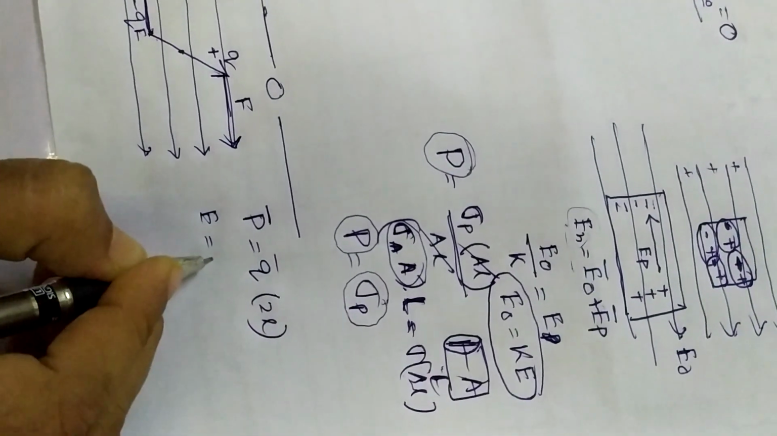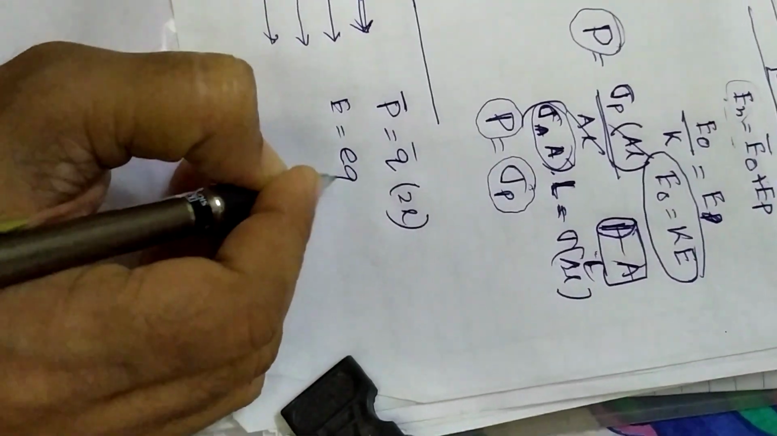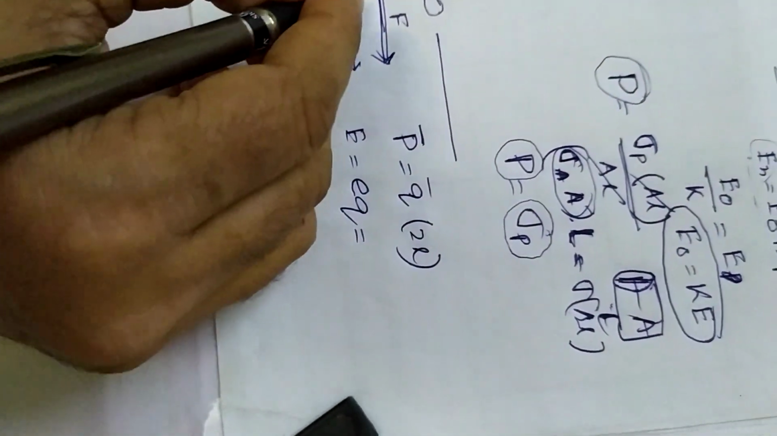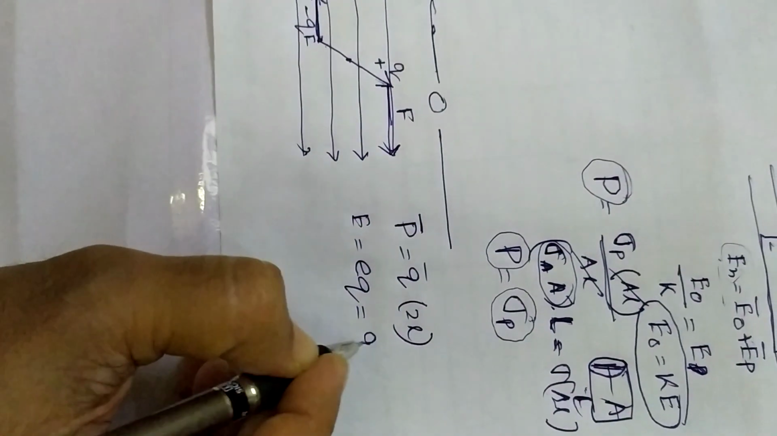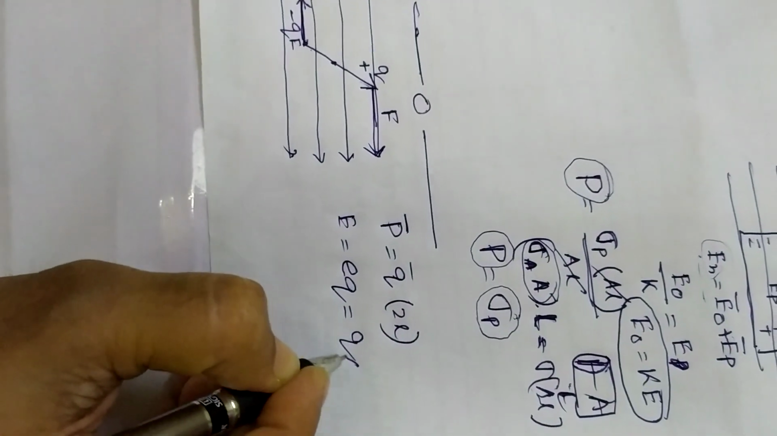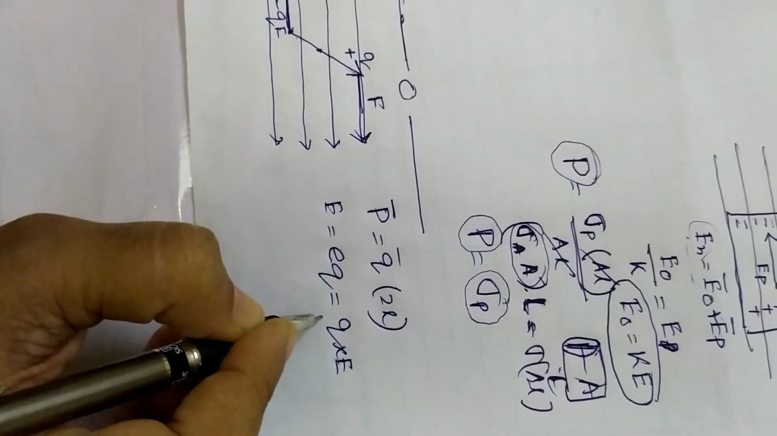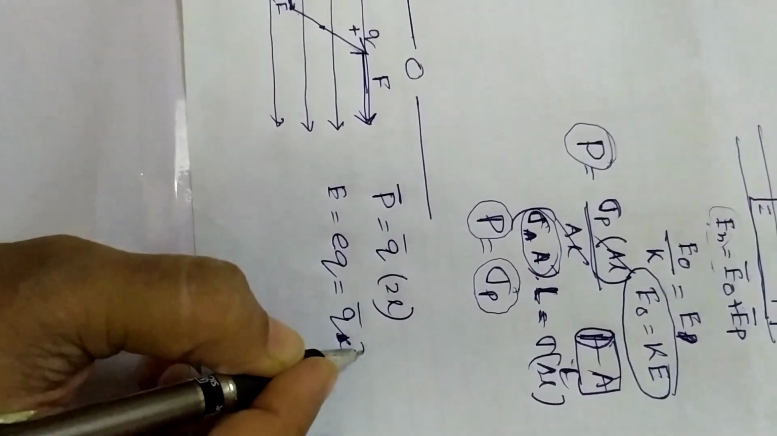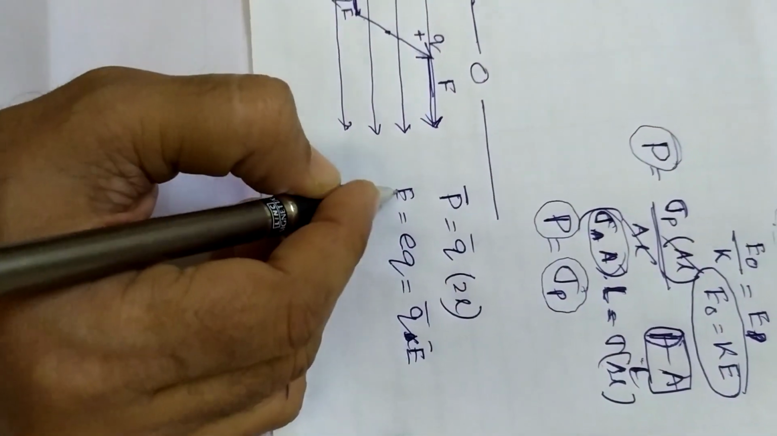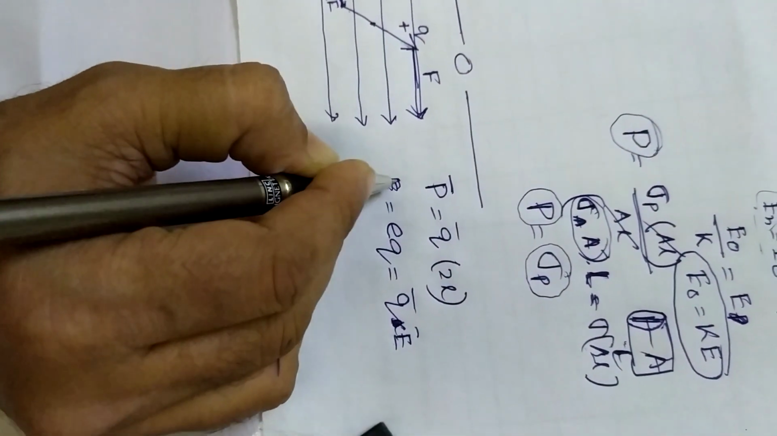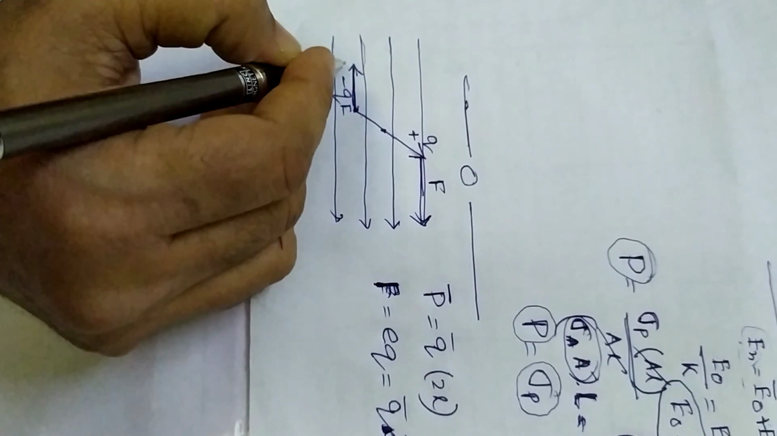Force is equal to E into Q, or else suppose we are taking atoms or a dipole, we are writing Q. So it is Q into E. E is the electric field. So this is the value of these forces. Okay, this we will write as force. So this is one force and this is one force.